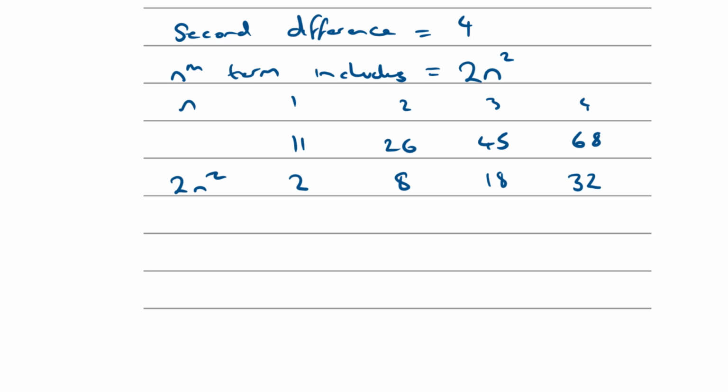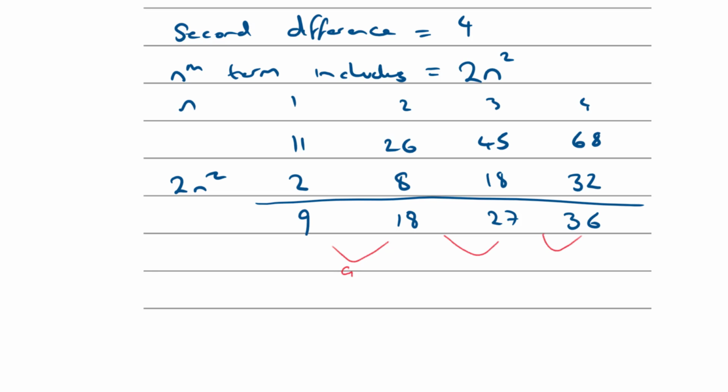And I'm going to subtract that and see what I've got left. So 11 take away 2 is 9. 26 take away 8 is 18. 45 take away 18 is 27. And finally, 68 take away 32 is 36. Now you can probably see already that this is going up in 9s. So the remainder, when I take my original sequence and subtract 2n squared, I'm left with a sequence of numbers going up in 9s, which is basically the sequence 9n, isn't it? This is 9n.